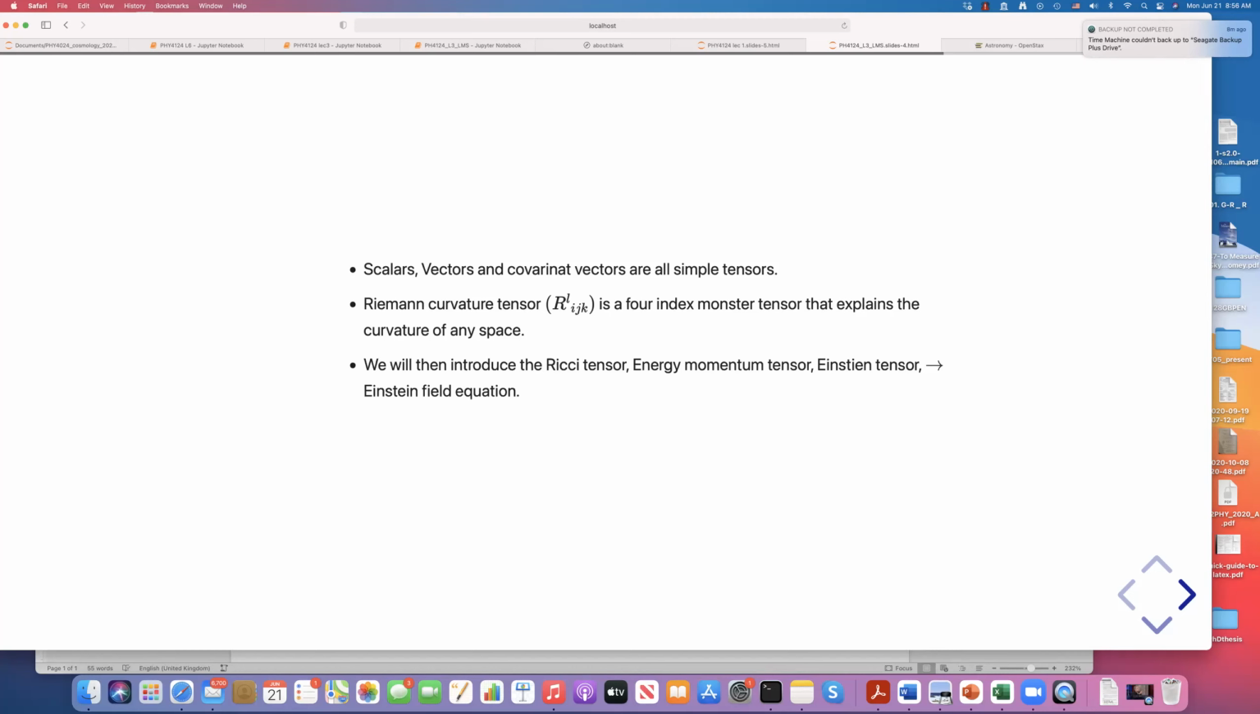And this Riemann curvature tensor is a 4-index tensor which explains the curvature of any space, which is important in general relativity, right? Because we always talk about the curvature of space-time here. Now, in general relativity, we will have to talk about the Riemann curvature tensor, and then we will introduce a new tensor called the Ricci tensor, and then another tensor called the energy momentum tensor. Combining some of these tensors, we can define another new tensor called the Einstein tensor. And all of these tensors will lead to the final aim, which is getting familiar with Einstein's field equations, right?